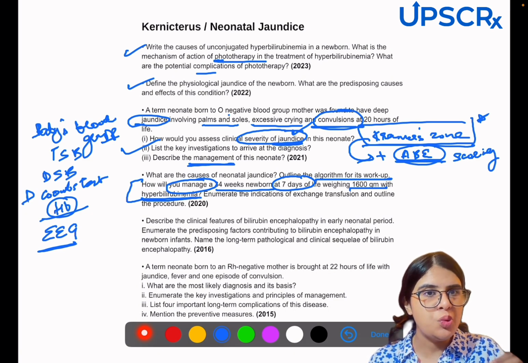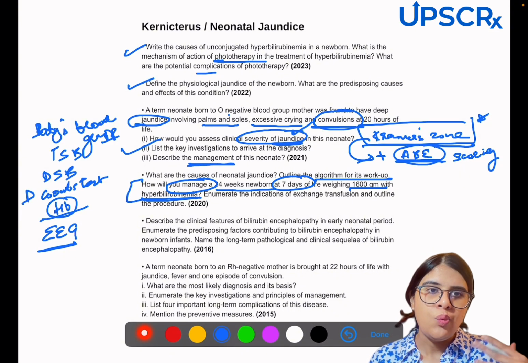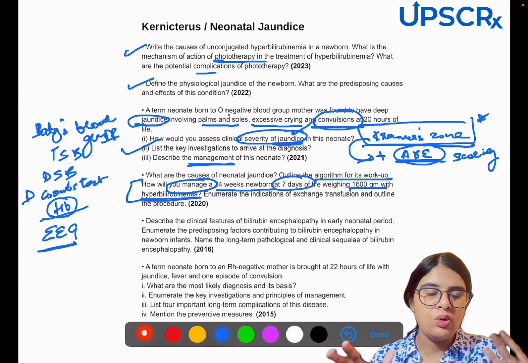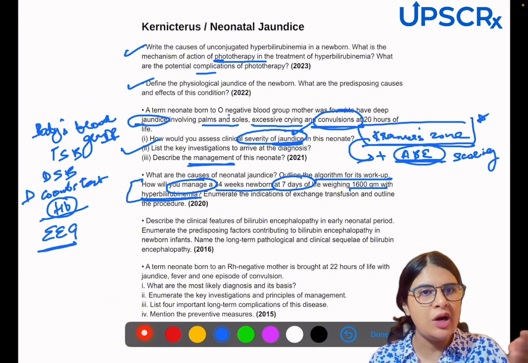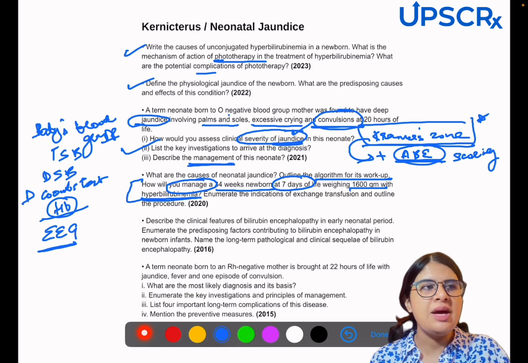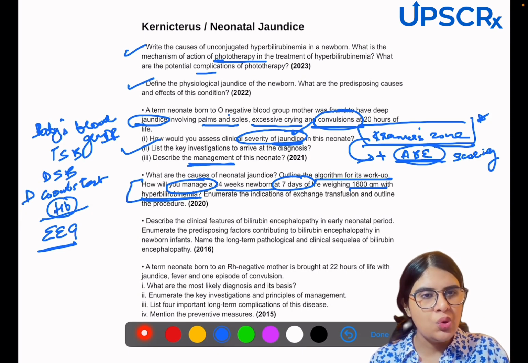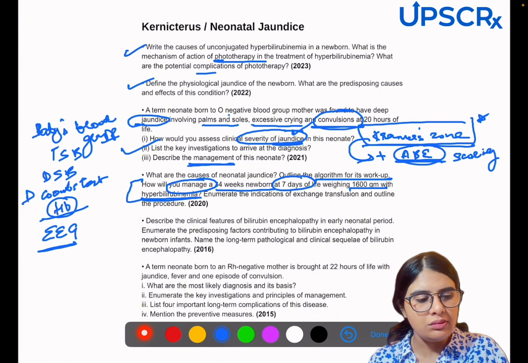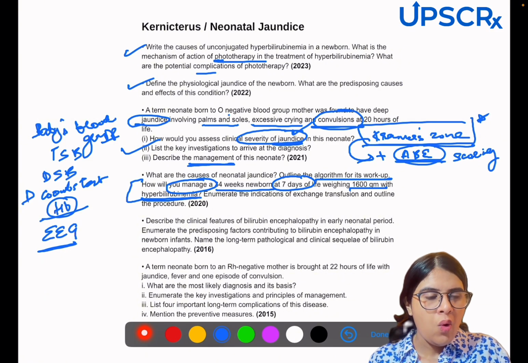Procedure we have seen: push-pull technique through an umbilical venous catheter, insert it, do an X-ray, check where the tip is, withdraw aliquots. And what is the volume that you withdraw, or the exchange transfusion is done for how much volume? 160 ml per kg. So 2 into the blood volume of the baby, that is 80 ml per kg. 2 into 80 is 160. So 160 ml per kg. Here the weight is given, right? 1.6. So you will multiply 160 into 1.6.